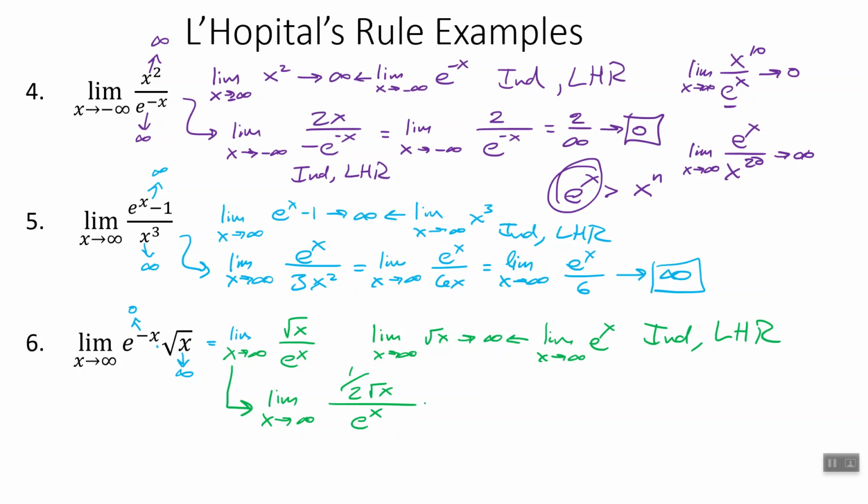So on top, we're getting 0. On the bottom, we're getting infinity. Both of these are saying that it goes to 0. So our answer is 0. All right, e always wins out. We had the e on the bottom, square root on top, e's going faster.